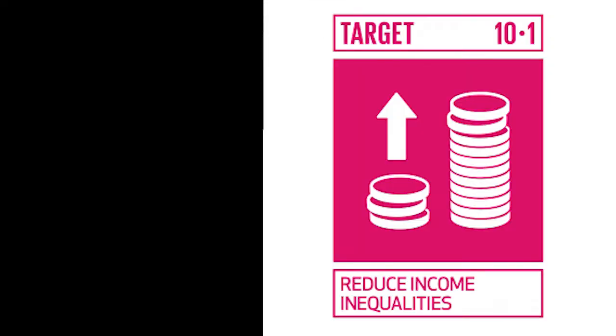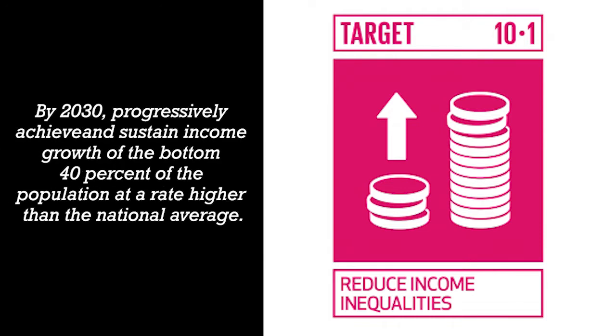All right, let's get into it because we want to make this as short as possible. Target 10.1, reduce income inequalities. The definition provided by the United Nations is: by 2030, progressively achieve and sustain income growth of the bottom 40% of the population at a rate higher than the national average.